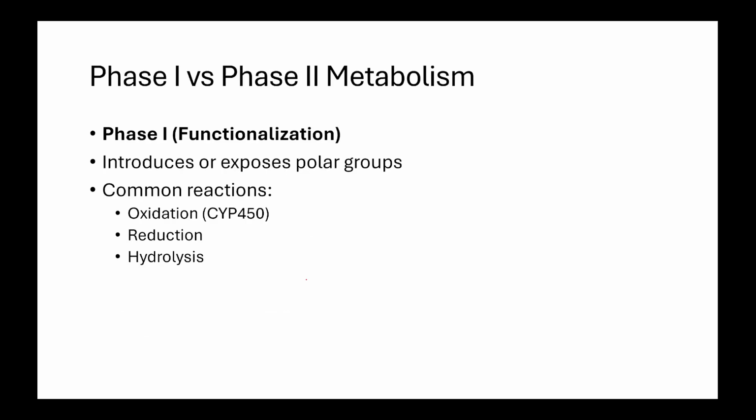Okay. Now we have two major phases of metabolism. We have our phase one and we have our phase two. So these two phases of metabolism, they go hand in hand. They do not go consecutively, but they go one after the other, meaning they can happen at the same time. For phase one, you can call it our unmasking.